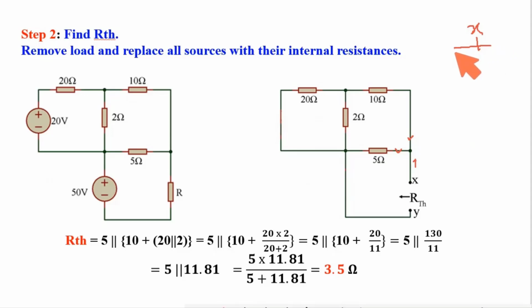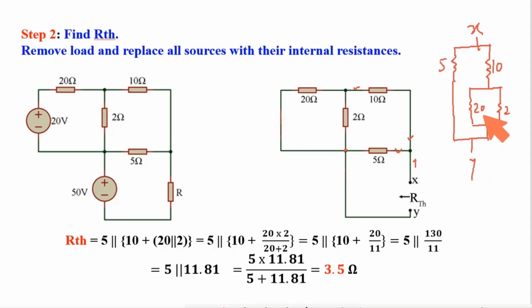So I got one path which is 5, another path which is 10. Here I got again two paths, one is 20, another one is 2. These two resistances meet at a particular point, this one, which again meets the other side of the 5 ohm. And this point is ultimately Y.